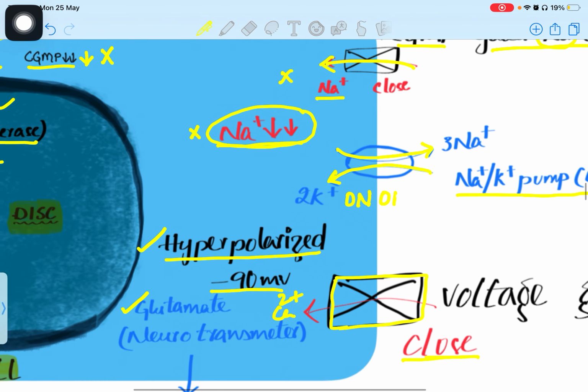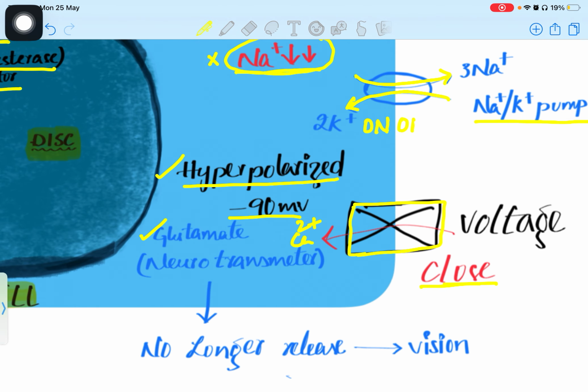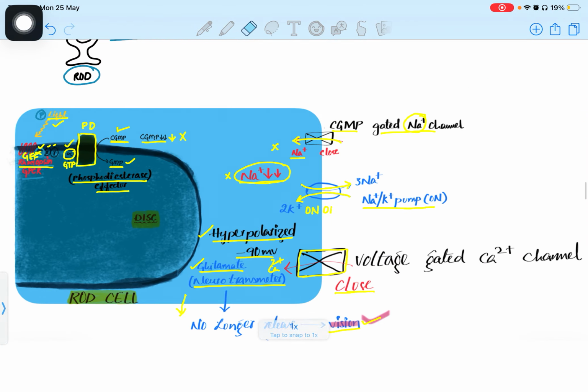So the hyperpolarized condition is formed and glutamate won't be able to release. As we know, glutamate is a neurotransmitter. It can't release from the rod cell. So what will happen? Vision will happen. So the non-release of glutamate is creating the vision.